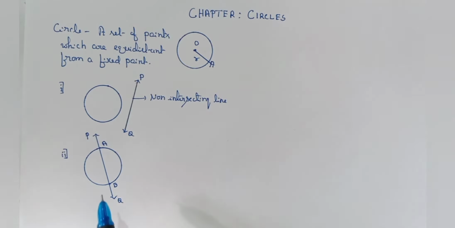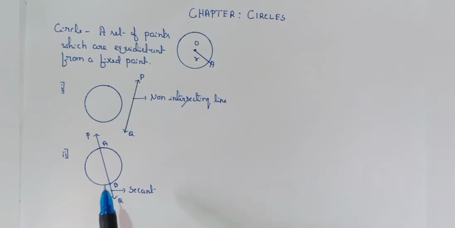In the second way, the line PQ and the circle have two common points A and B. So, the line PQ is called secant. So, the line which intersects the circle at two distinct points is called a secant.